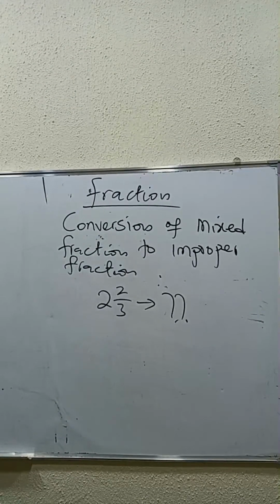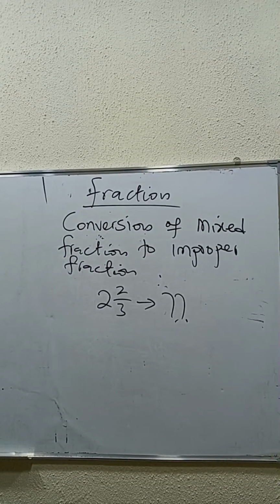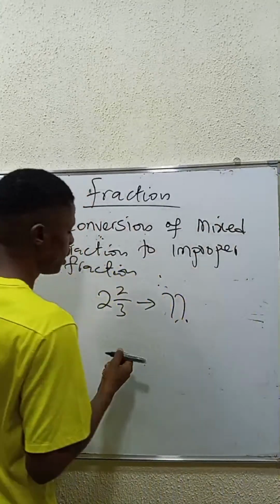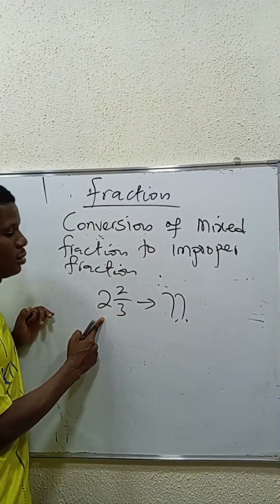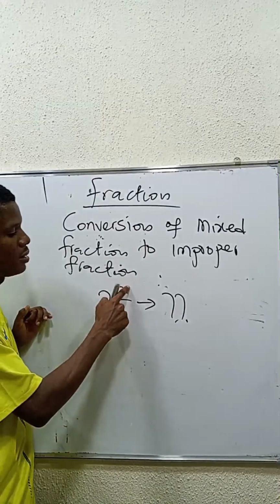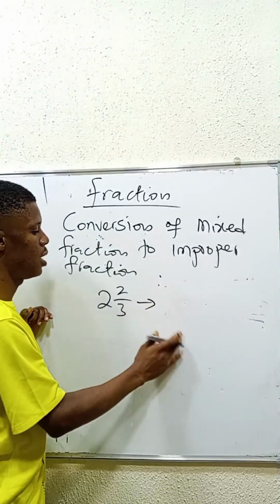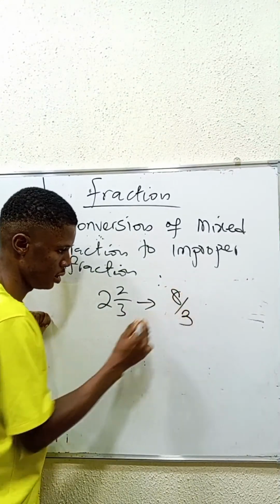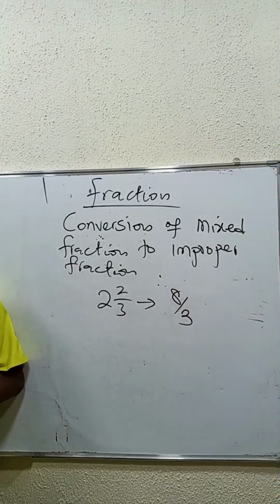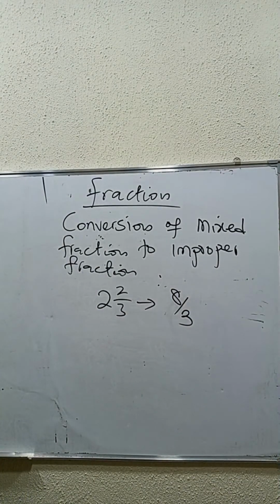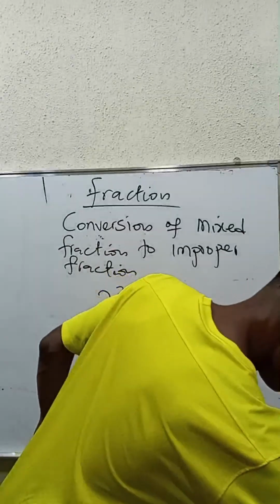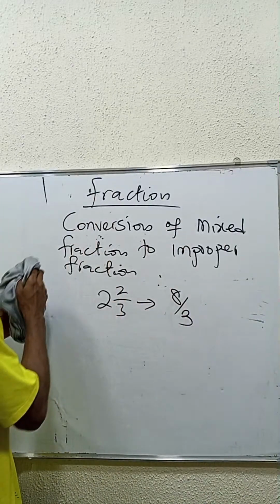Okay, it's very easy. All you got to do is 2 times 3 is what? 2 times 3 is 6. And 6 plus 2 is 8. The answer is 8 over 3. And that's the correct answer, okay? That's simple, easy, and fast to do.